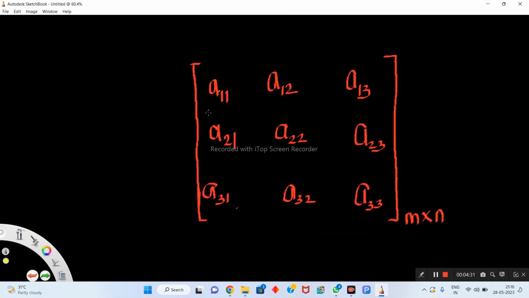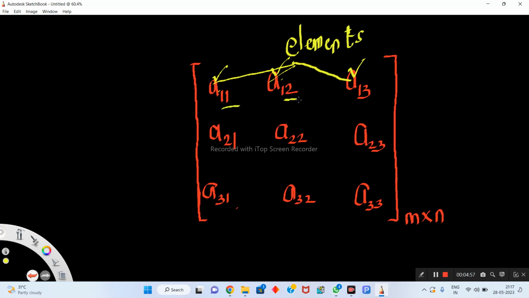Now let us understand what all different types of elements are there in a matrix. So all the A's which are in this matrix are known as elements of a matrix. Okay, and this 1 1, this 1 2 and this 1 3, this 2 1, this 2 2, this 2 3 are position of a matrix, which means in which position these elements are there, we define that as position of matrix.